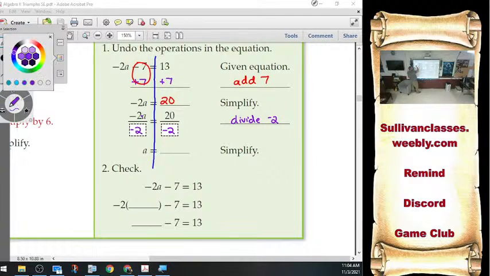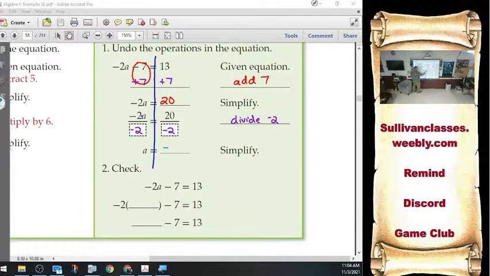Now, on that side, I may have a negative 10. Yes, you're right. But I want to show that negative over negative is now positive, and I want to show that 2 over 2 is 1. Trust me, it's gonna help you later.